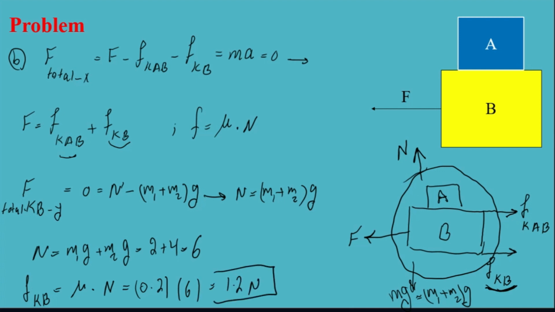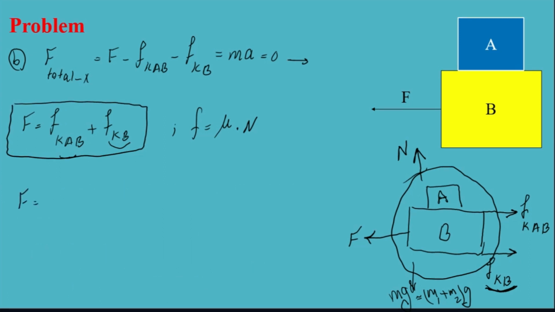So now I have the answer for FKB, I have the answer for FKAB, and I can calculate the F from this equation right here. So then my F is going to be 0.4 plus 1.2 equal to 1.6 newtons. And that's going to be my final answer for part B.